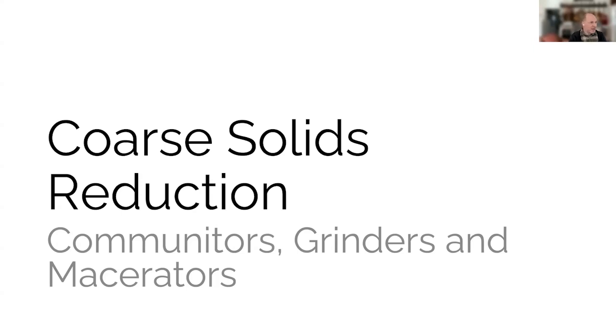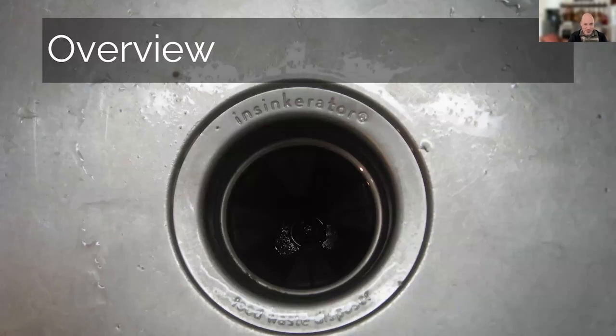There's sort of three basic types of equipment that we use for this: macerators, grinders, and comminutors. All of these are basically giant garbage disposals. You can sort of think of these as a big, industrial version of the garbage disposal in your sink.